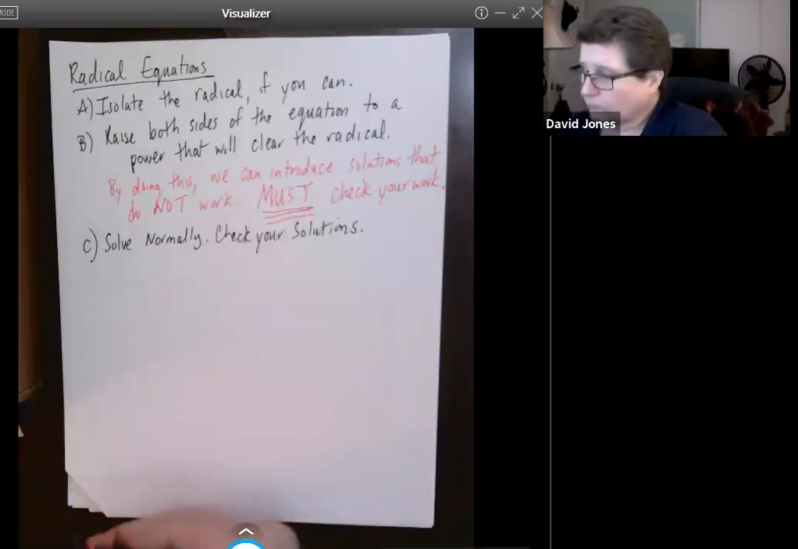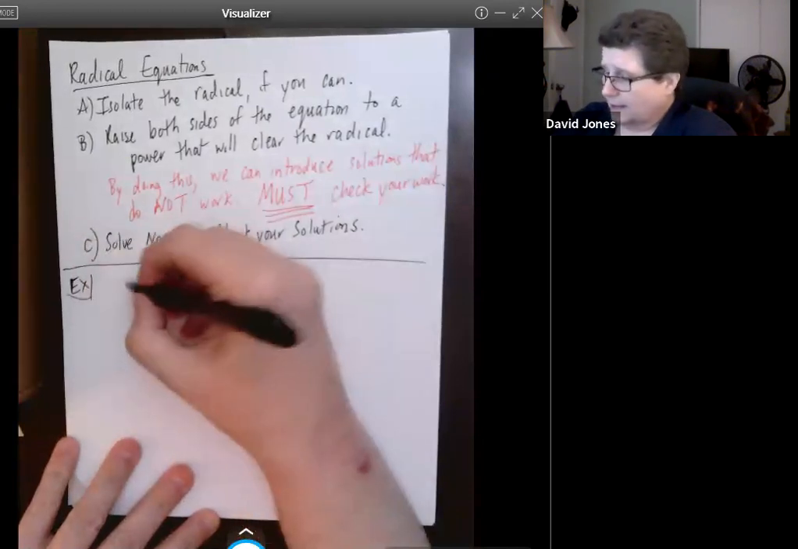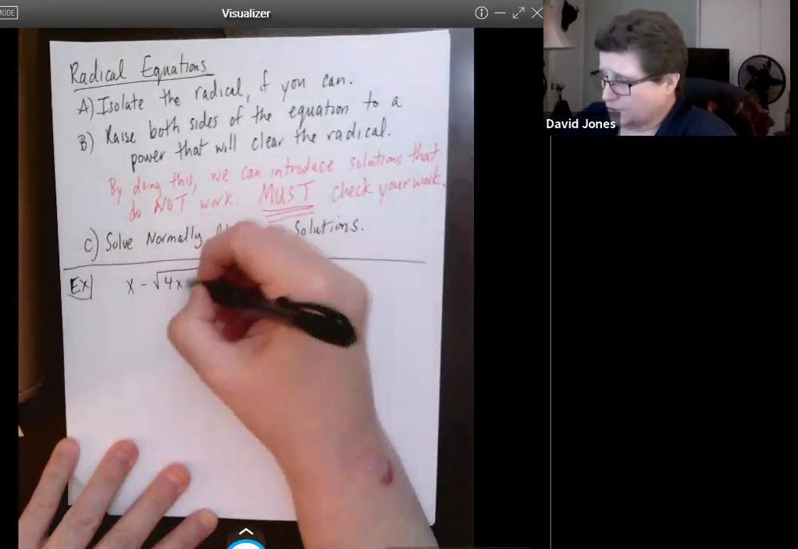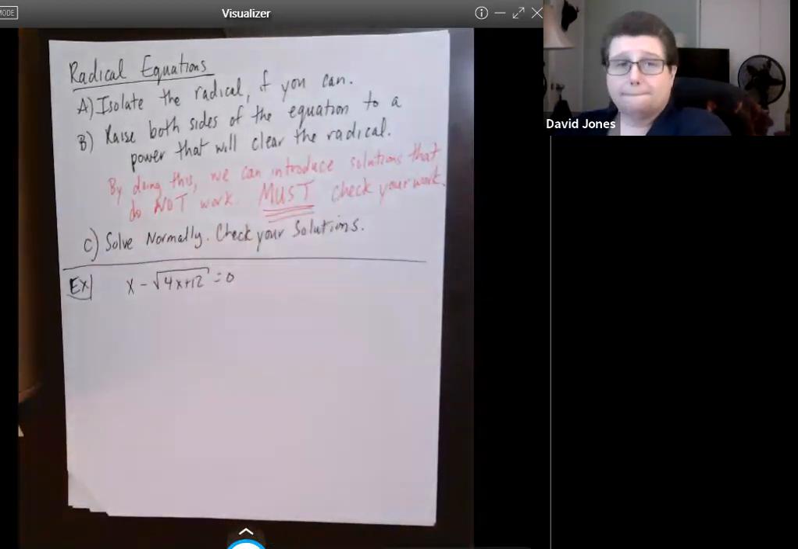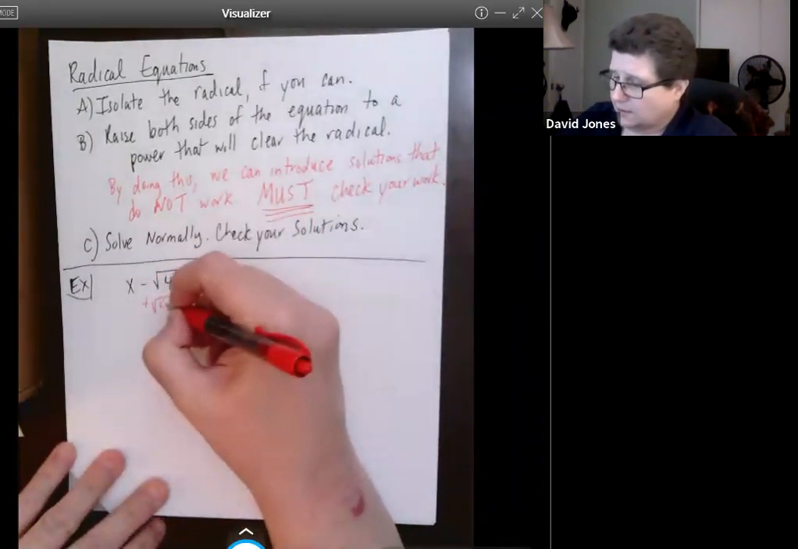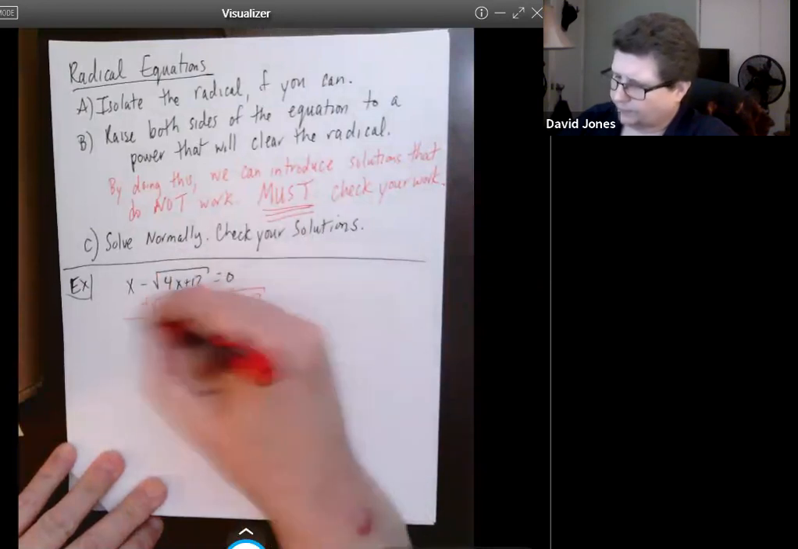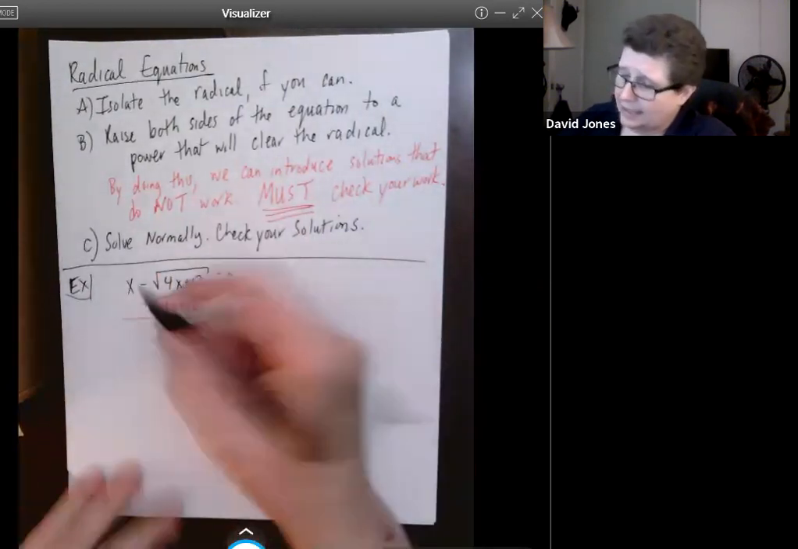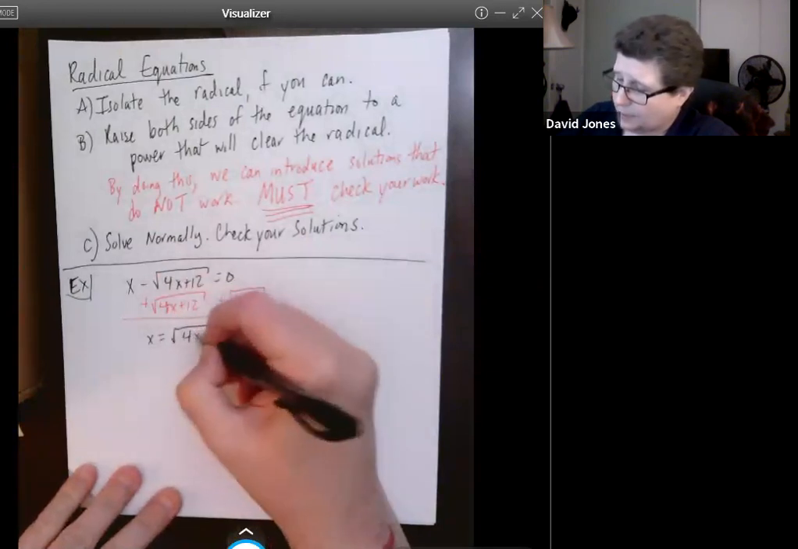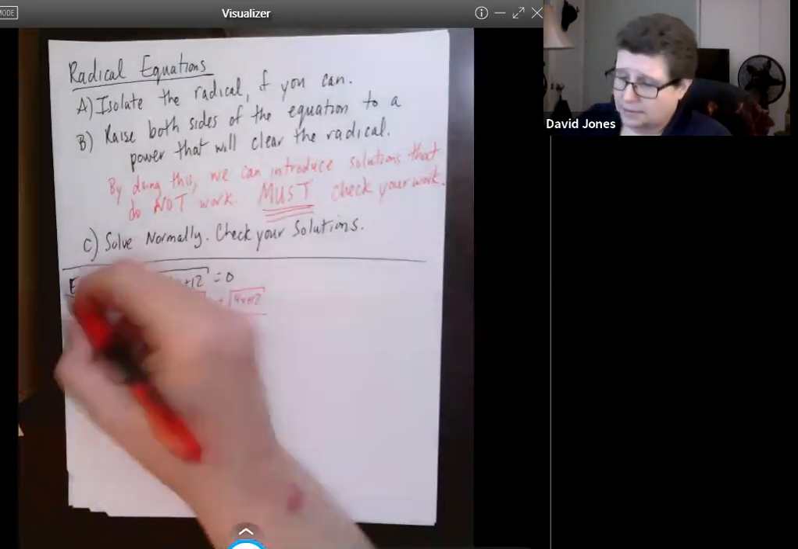Example. x minus the square root of 4x plus 12 equals 0. To isolate the radical, I'm going to add it to the other side. And I get x equals the square root of 4x plus 12. That was part A.